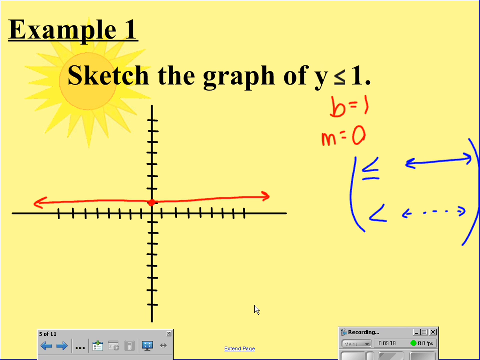Step 2 is to put a plus above the line and a minus below the line. So I'm going to put a plus up here above the line. I can put it in either quadrant 1 or quadrant 2. And I'm going to put a minus below the line.